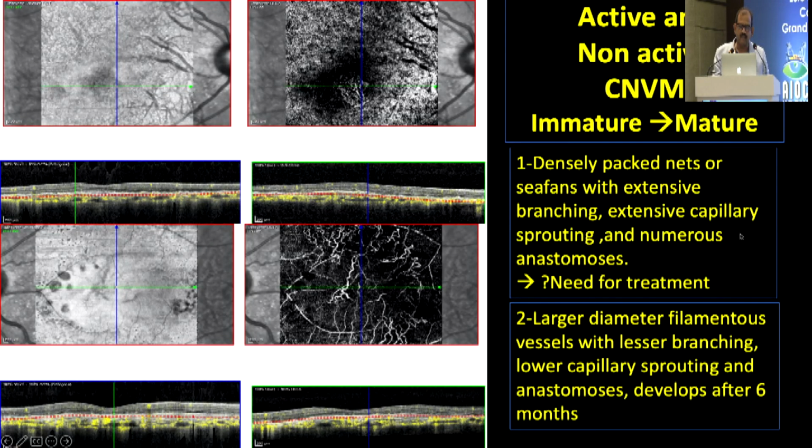Now, these fronts can be active and non-active, or you can say immature or mature. The active fronts appear like densely packed nets of sea fans with extensive branching. There will be extensive branching in active lesions. The extensive capillary sprouting and numerous anastomoses can be seen in these active lesions. Whereas once the choroidal neovascular membrane matures, they become larger in diameter, filamentous vessels with lesser branching and lower capillary sprouting. And this maturity develops after almost about 6 months of anti-VEGF treatment.